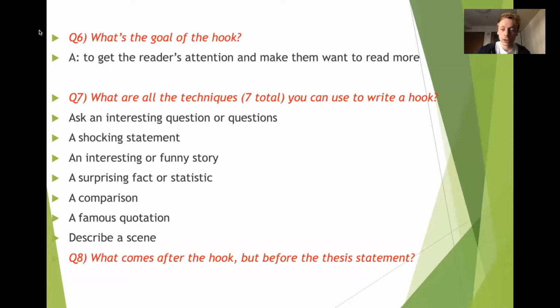What comes after the hook? Before the thesis statement. This one usually catches out a lot of people in this quiz.